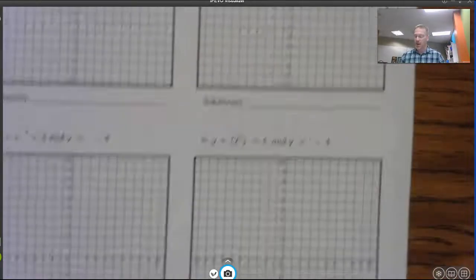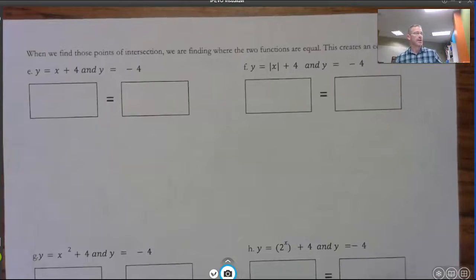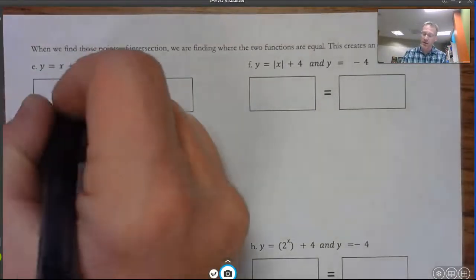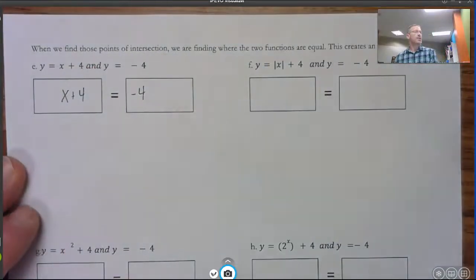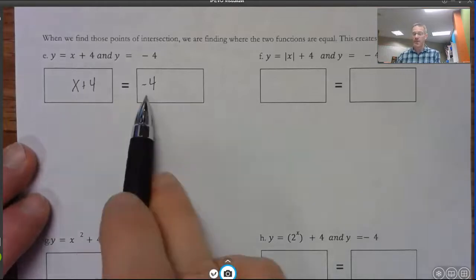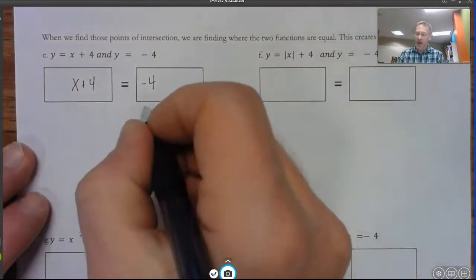Now, how does that play into solving equations? So once again, we always go back to what we know. This is going to be our equation, x plus 4 equals negative 4. So once again, the goal is to get one side of our equation equal to 0. Now notice this time, it's equal to negative 4. So if I want this to be 0, I have to add 4.